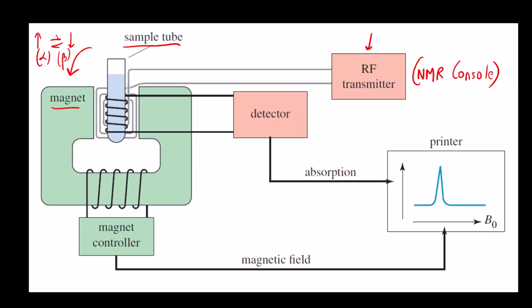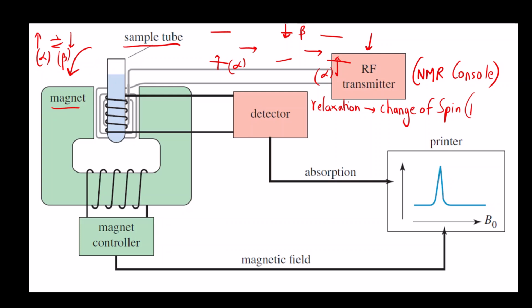That is, resonance will take place. When the nuclei spin flip from the alpha state to the beta state, the beta state will again undergo spin flipping to come back to the alpha state. That process from beta to alpha is called relaxation, that is, the change of spin of the nuclei. This is also called spin flip.